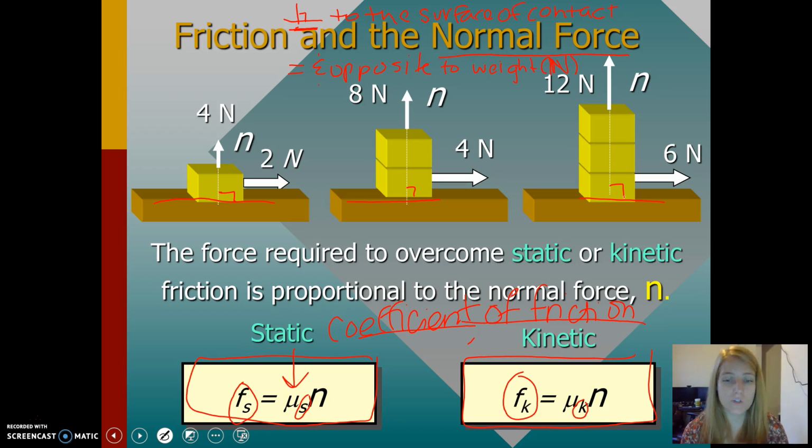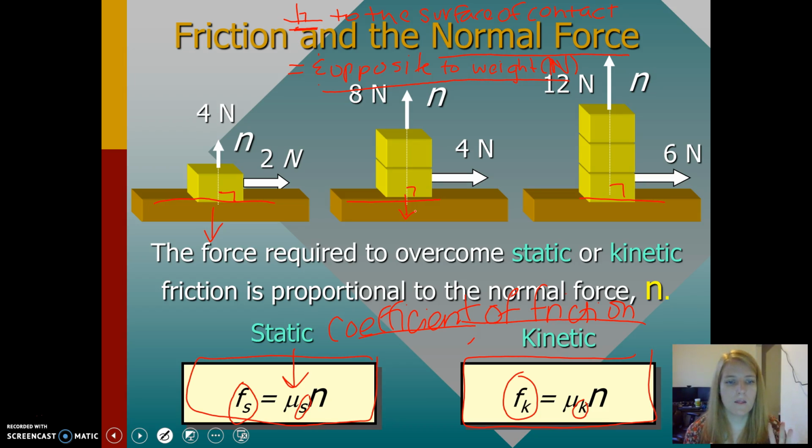And when we're talking about a flat surface, it's always equal and opposite to the weight. Remember we said Newton's third law was that for every action, there's a reaction. So for every force, there's an equal and opposite force acting on that. Our weight is pushing down with 4 newtons here on this one, but the normal force is pushing up with 4 newtons. The weight here with these two boxes is pushing down with 8 newtons, but the normal force is pushing up with 8 newtons, which is why the boxes aren't accelerating and the floor is not accelerating, or the surface there. And same deal here on this third one.